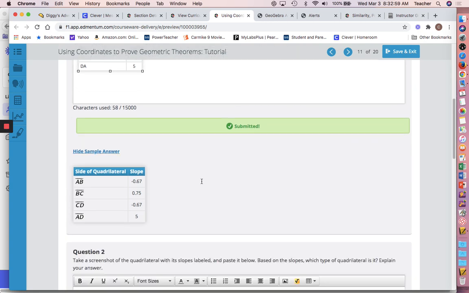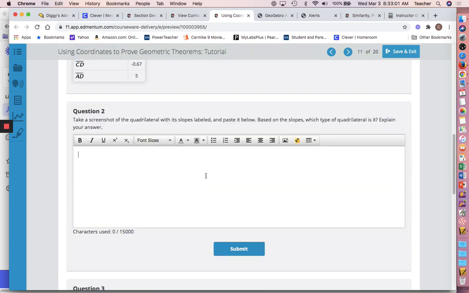Got it. Take a screenshot of the quad with its slopes labeled, paste it below. Not going to do that. Based on the slopes, what type of quadrilateral is this? A trapezoid, because I have one set of parallel sides. One set of parallel sides. If I had two sets of parallel sides, it'd be some sort of parallelogram, rectangle, rhombus, square, something like that.